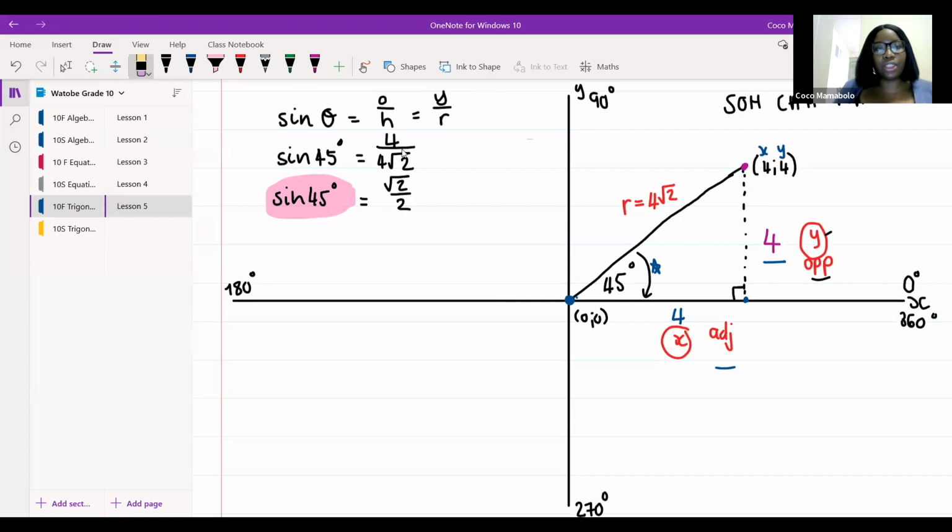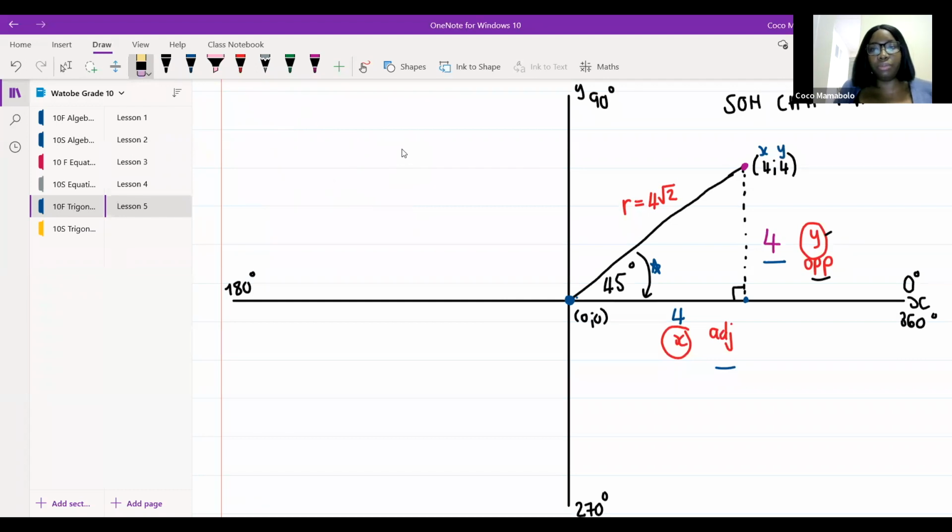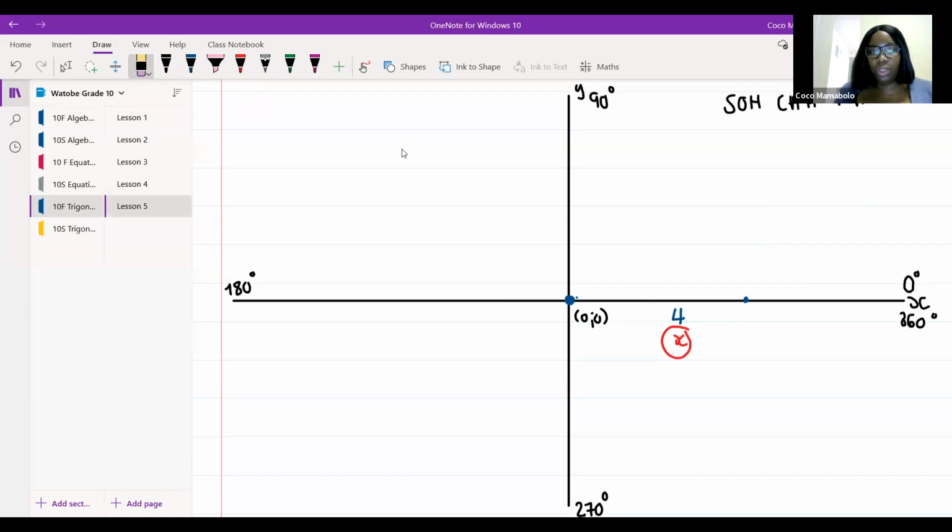Excellent. All right, let's try something a little different here. I'm going to give you guys another coordinate, and I want to see if you can keep up with me as we go along. The coordinate is 7 and 3. Can somebody tell me what my X value is going to be?